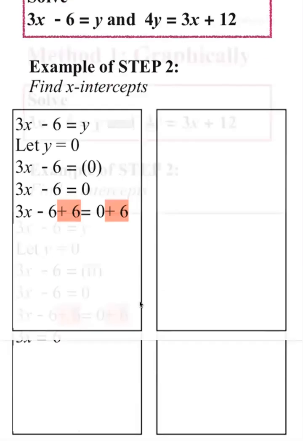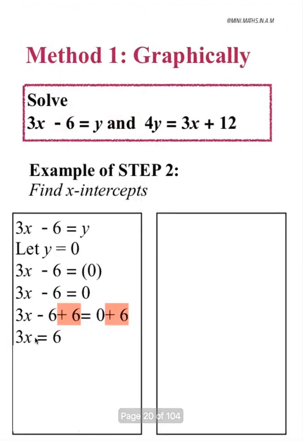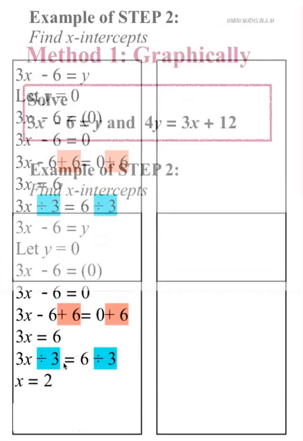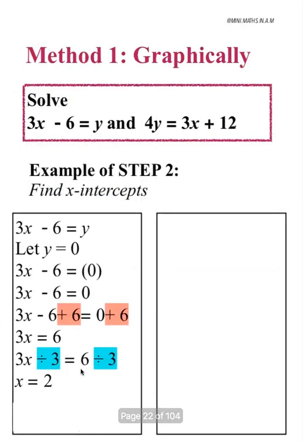Then we have 0 plus 6, and 0 plus 6 is 6. So we have 3x equals 6. We want to get x by itself. It's being multiplied by 3. So we need to move that 3. And because it's being multiplied, we do the opposite, which is dividing. So we divide both sides by 3. So 3x divided by 3 equals 6 divided by 3. Over here, 3x divided by 3, the 3's cancel. We're just left with x. Over here, we have 6 divided by 3, which is 2. So our x-intercept for this equation over here is 2.